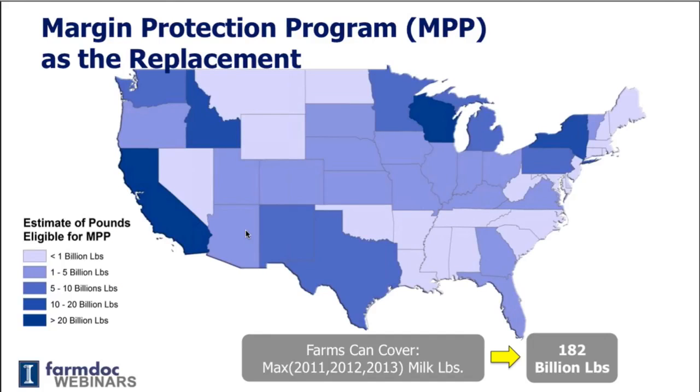Without production caps, MPP is a much larger safety net for dairy farmers. So if you just take a simple average of the U.S. milk production and you put it through the MPP determination for how many pounds could potentially be covered, we're looking at 182 billion pounds of milk that's eligible to enroll in MPP every year. And if you go back and look at the slides, since 2009, MILC only covered 185 billion pounds of milk. So we're increasing the size of the dairy farm safety net with this new program.